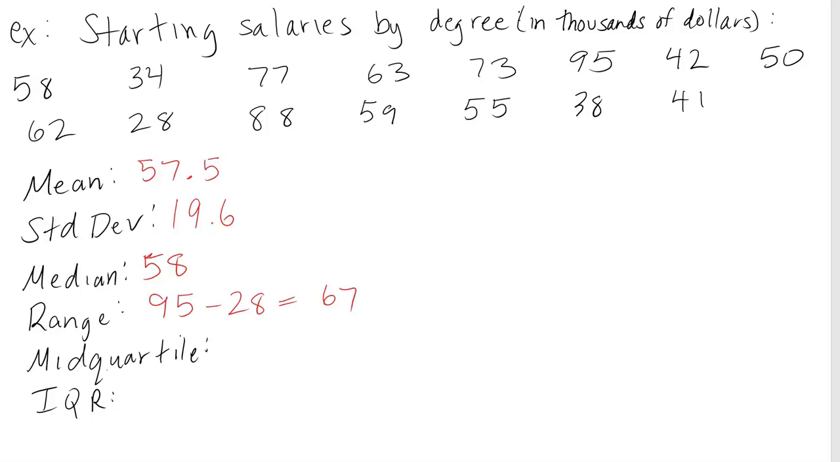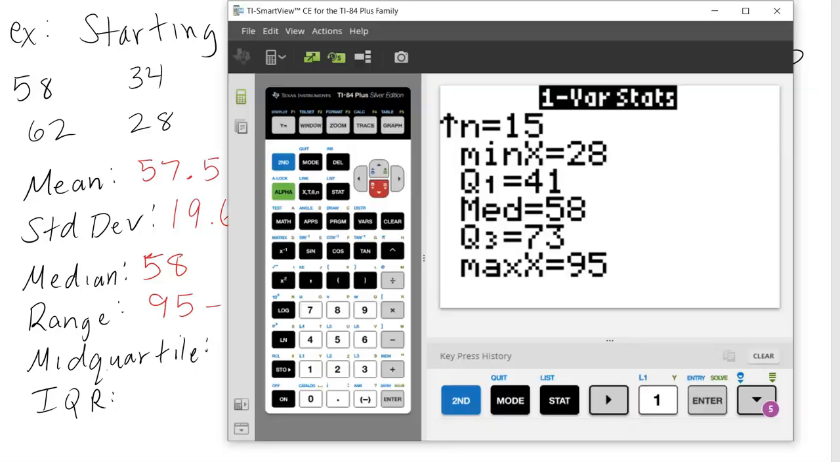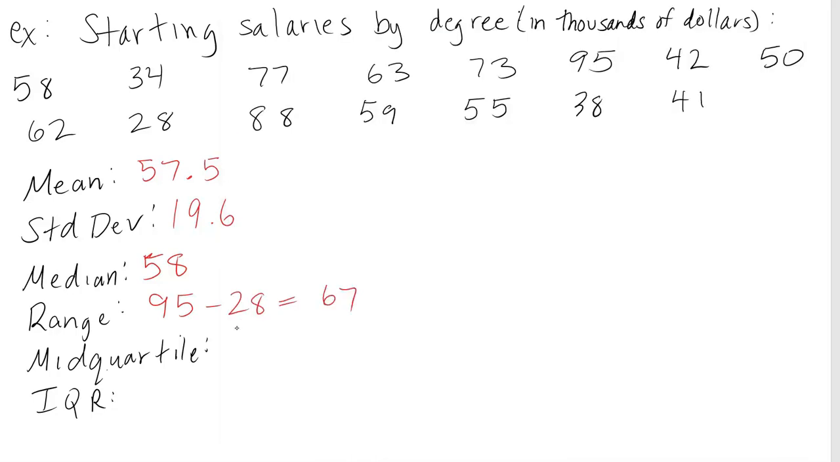To get the mid-quartile in the IQR, we have to identify the quartiles. The quartiles are 41 and 73. So to get the mid-quartile, we do 41 plus 73 divided by 2. That's 114 divided by 2, which is 57. Note again that the mid-quartile actually fell really close to the mean and the median here. That indicates that there may be some symmetry to this data set.